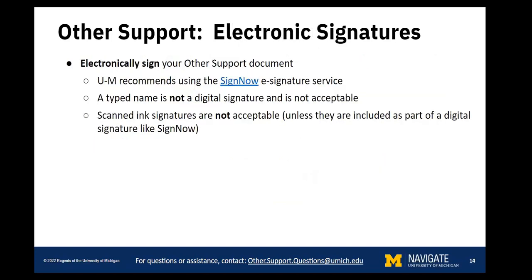So, electronic signatures. NIH is now requiring all investigators to electronically sign their other support document. U of M recommends using the Sign Now e-signature service that includes historical information about that signature should NIH ever need it. A typed name is not a digital signature and it's not acceptable. Adobe may be okay to use, but not the fill and sign signature piece of that.